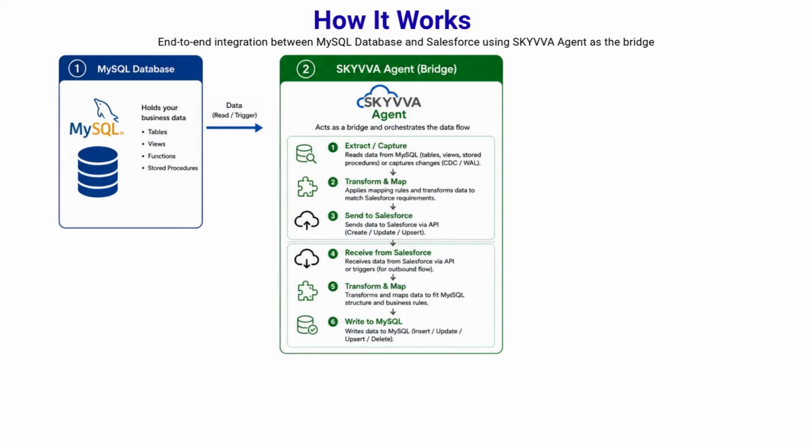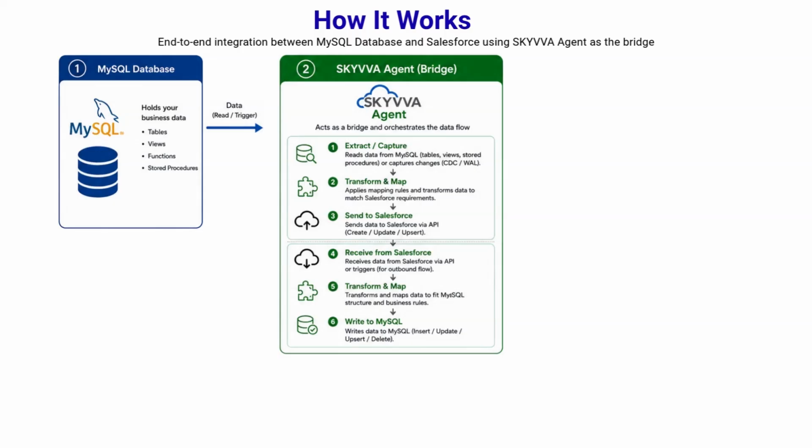Step 2. SKYVVA Agent reads or captures data. Next, SKYVVA Agent securely connects to the MySQL database. The agent can retrieve data in several ways: reading database tables, querying database views, executing stored procedures, and capturing database changes using Change Data Capture, CDC, and the MySQL binary log, bin log. After retrieving the required data, SKYVVA Agent performs the integration processing. It extracts the data, applies field mapping, transforms data formats, validates business rules, and prepares the records for Salesforce.